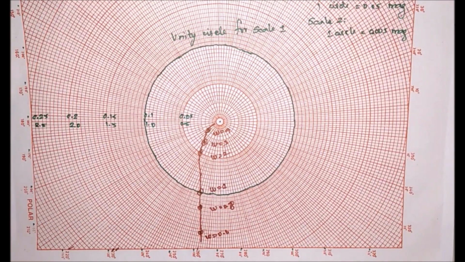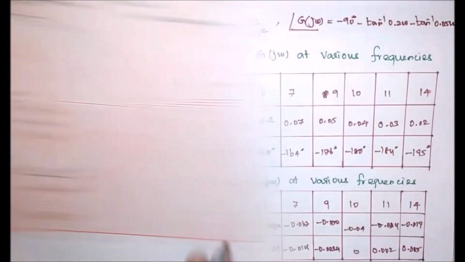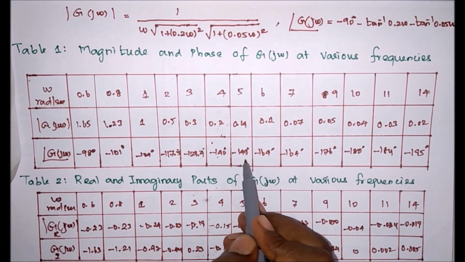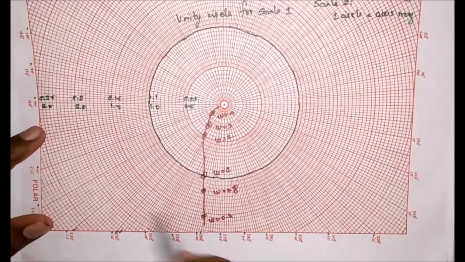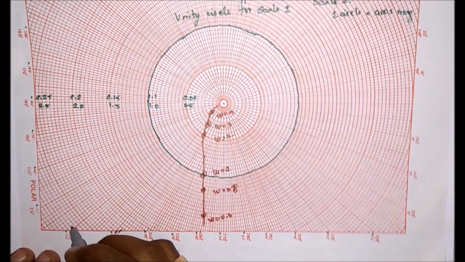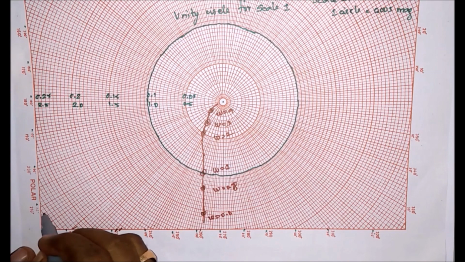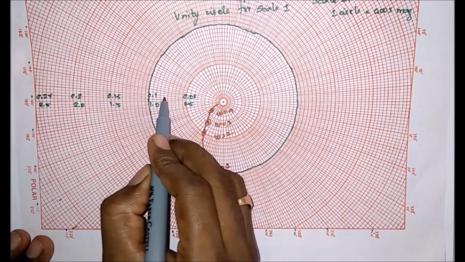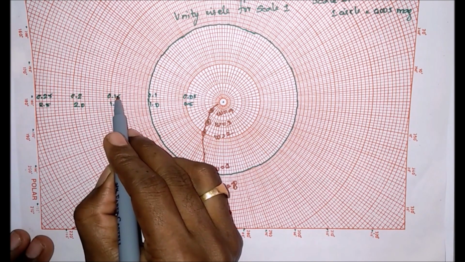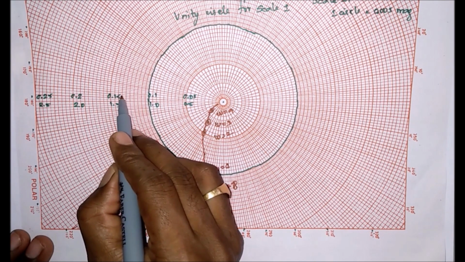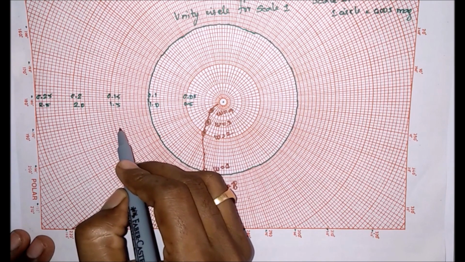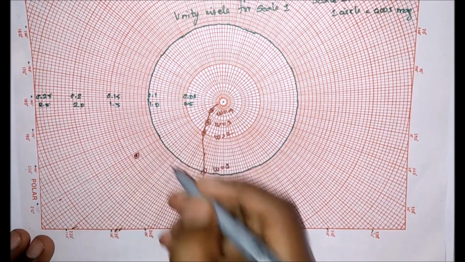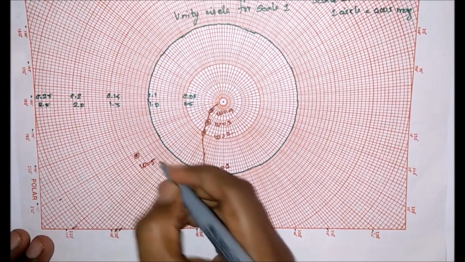The next is omega equal to 5. When we see omega equal to 5, the magnitude is 1.14 and angle is -149. So this is 150, this is 149. Based on the second scale, this is 1.15, so 1.14 will be here. Therefore, for 149, this is the point at omega equal to 5.